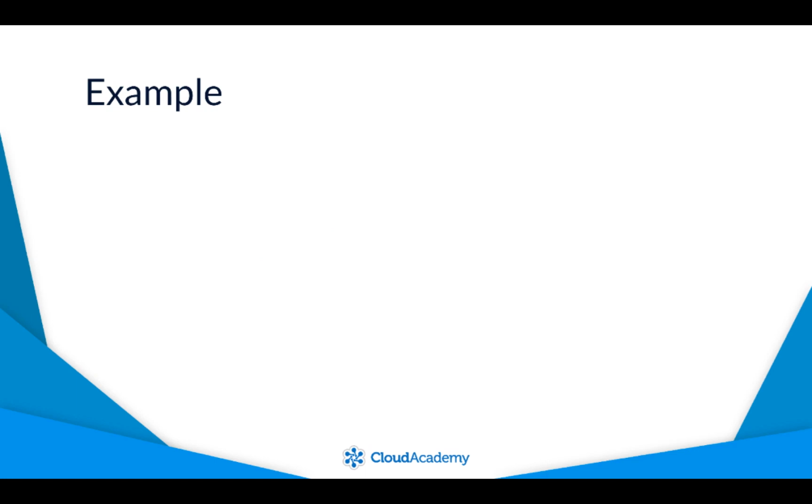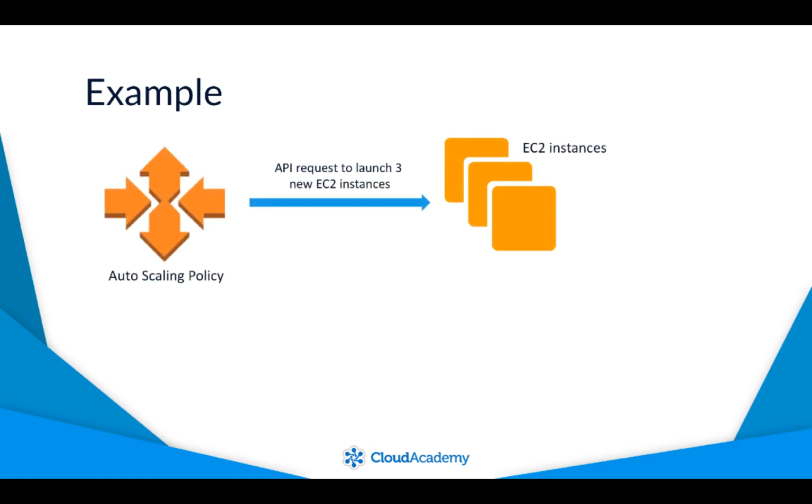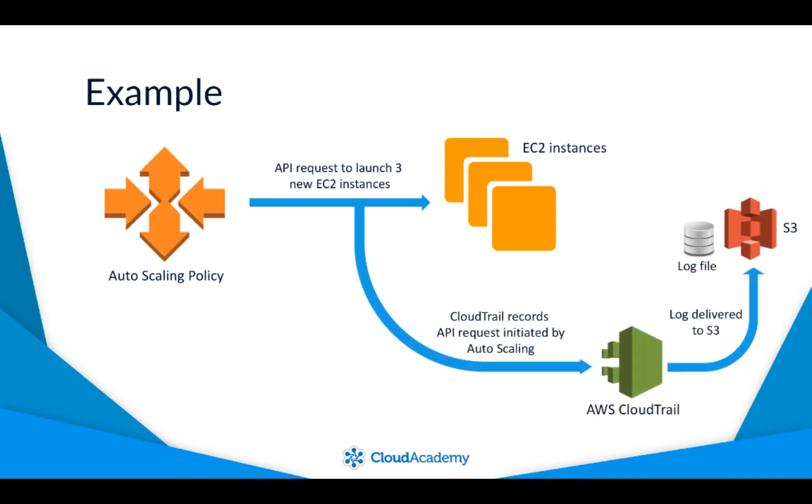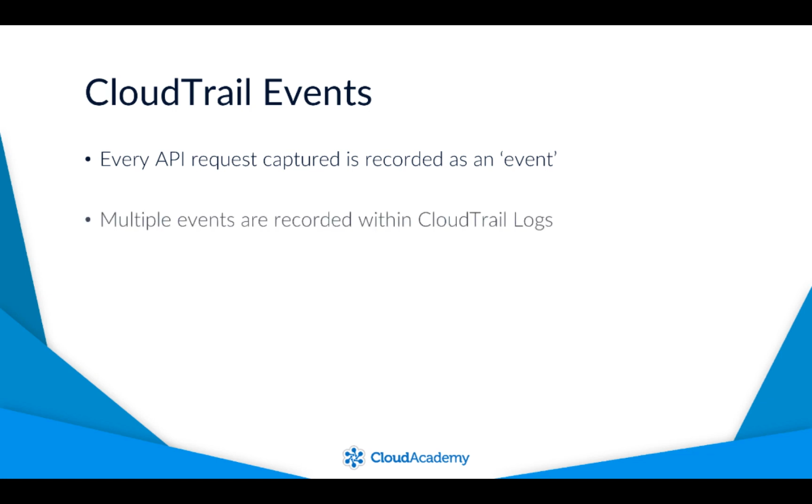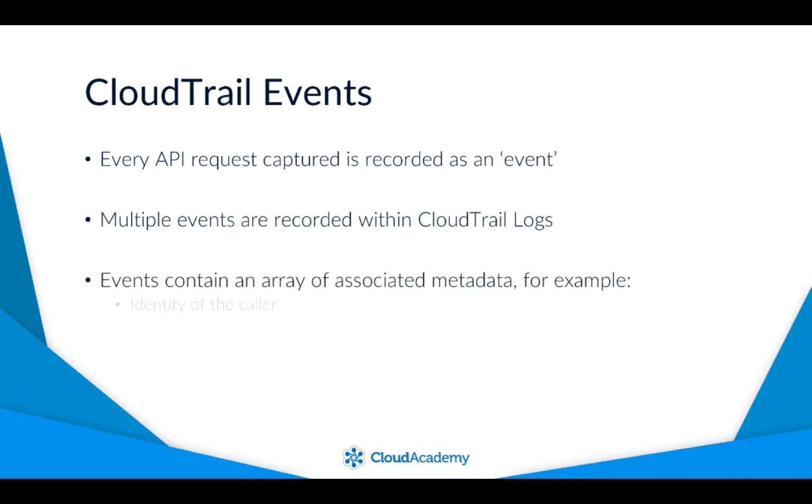For example, when autoscaling automatically sends an API request to launch or terminate an instance, these API requests are all recorded by CloudTrail. When an API request is initiated, AWS CloudTrail captures the request as an event and records this event within a log file, which is then stored on S3. Each API call represents a new event within the log file. CloudTrail also records and associates other identifying metadata with all the events. For example, the identity of the caller, the timestamp of when the request was initiated, and the source IP address.